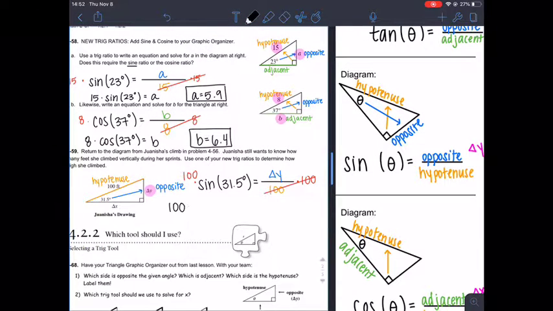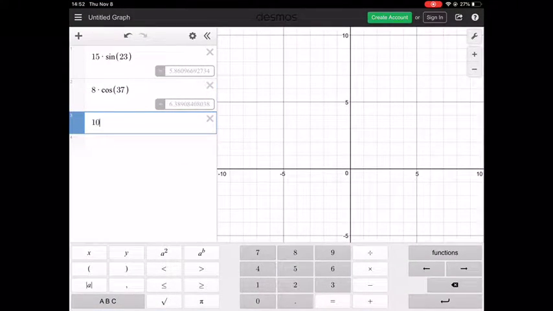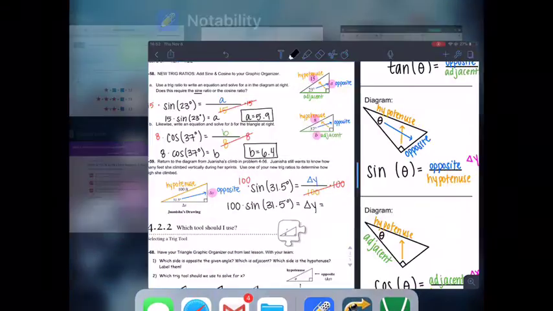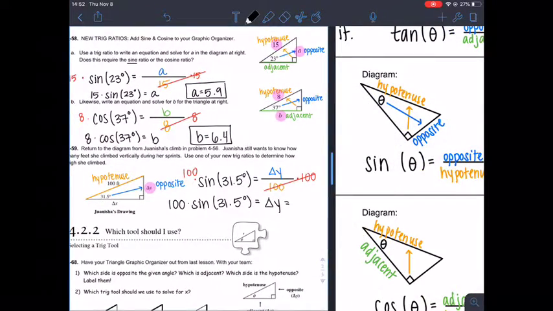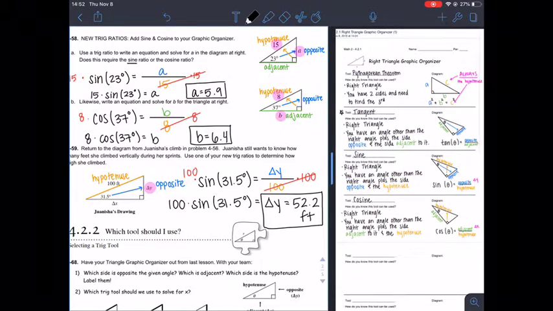And in our calculator, we'll type in 100 times sine of 31.5 degrees. And remember to have your calculator in degree mode. Okay, so 100 times sine 31.5 equals 52.2 feet, since we're talking about feet now. All right, so very similar to tangent, just now using different sides of our right triangle.